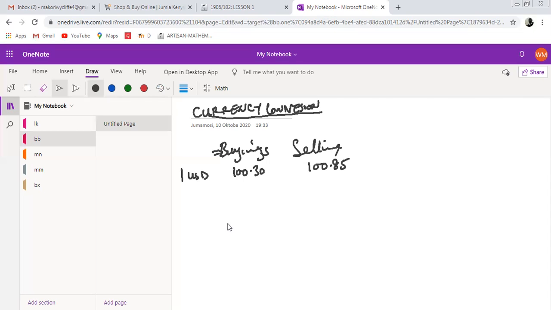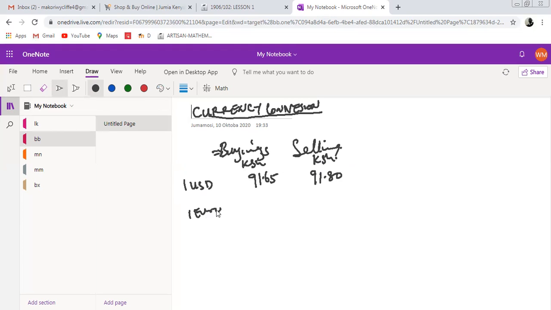So we need to come here. We were given the foreign exchange table, and this was how the table was looking like. So this is what you are given. You are given a table that is having the buying and selling, and these are in Kenyan shillings. So you are given that one USD was being bought by the bank at 91.65 and being sold at 91.80.